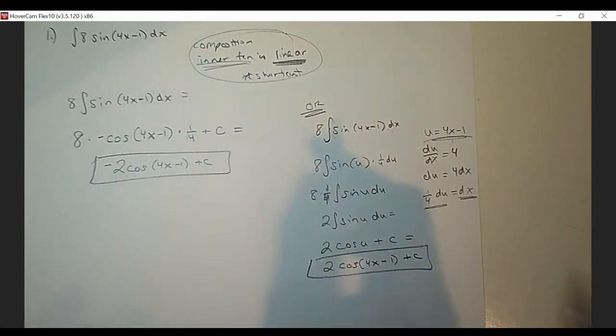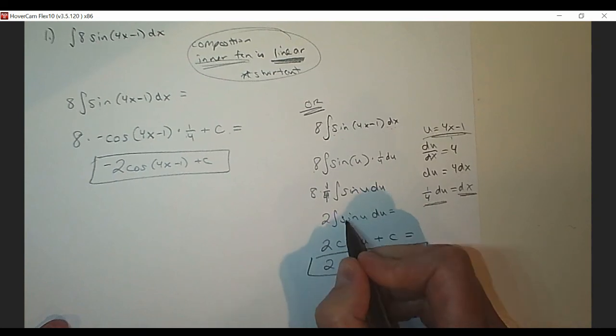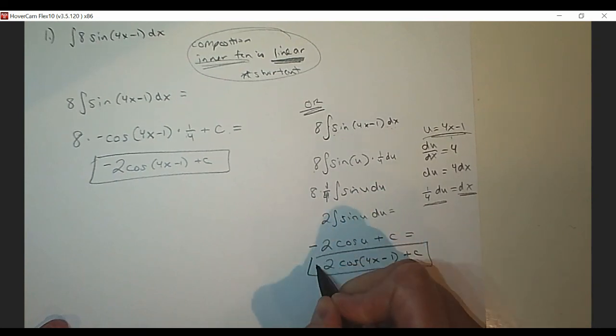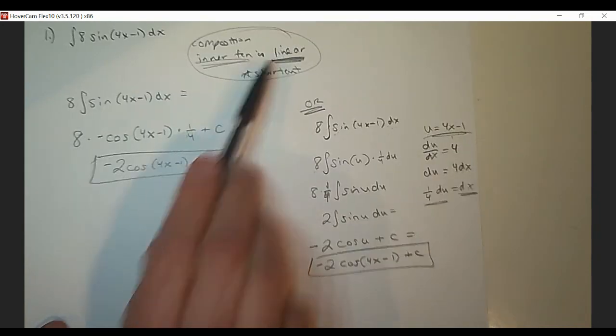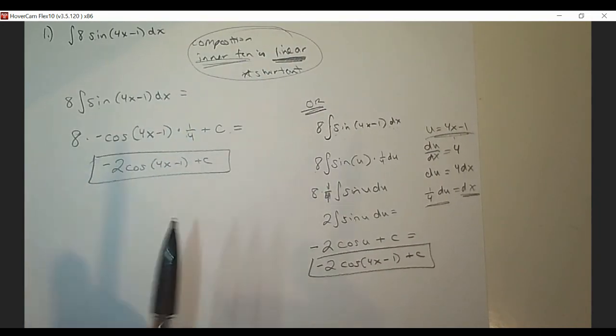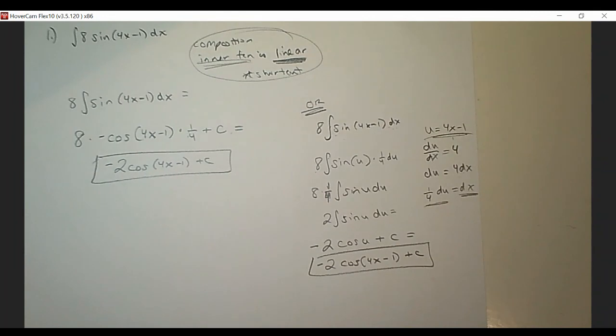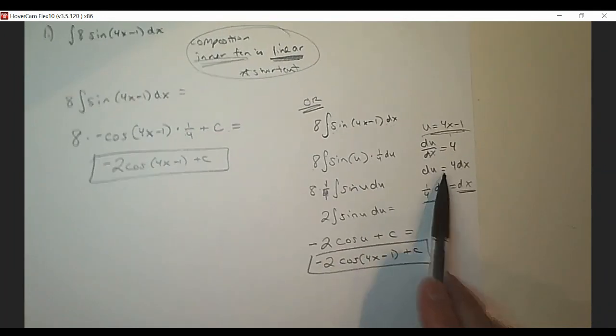Oops, I made a sign error. The antiderivative of sine is negative cosine. If the composition has an inner function that's linear, the shortcut is definitely the way to go. But if you ever accidentally don't catch that you can use the shortcut, the u substitution will work.